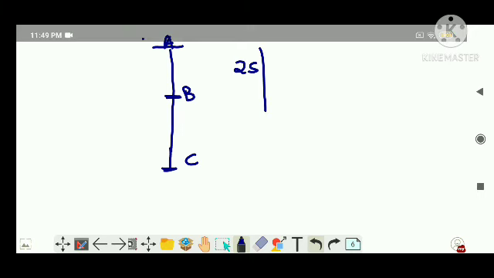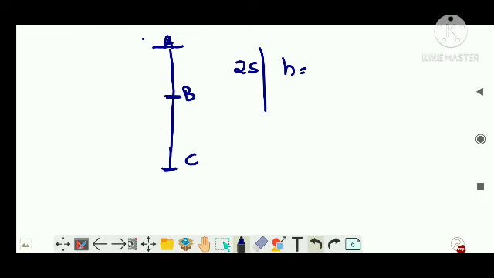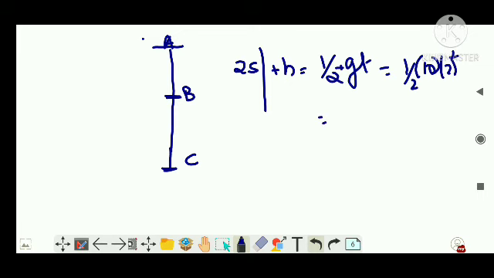That has to be found, right? So h is equal to, it's a dropped second, right? So ut becomes 0, u is 0, then half gt square. Now displacement is negative, it is falling, g is negative, so these two cancel out, so you need not write plus minus here. So it becomes half, g is 10, and t square, how much? 2 square, right? So it becomes 20 meter, right?